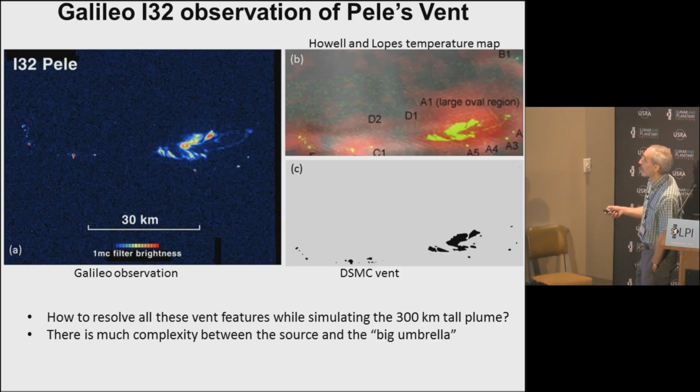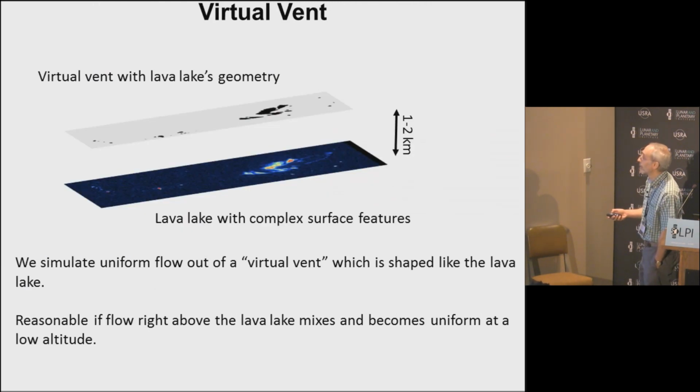So back to this hot, distributed caldera region of Pele. From Bob and Rosalie, there's this thermal map which we digitize, and this is our source region. So our source region really looks like all these spots, this archipelago of sources. And so kind of a question is, how do you go from all these little dots and splotches here to the giant umbrella that is the Pele plume?